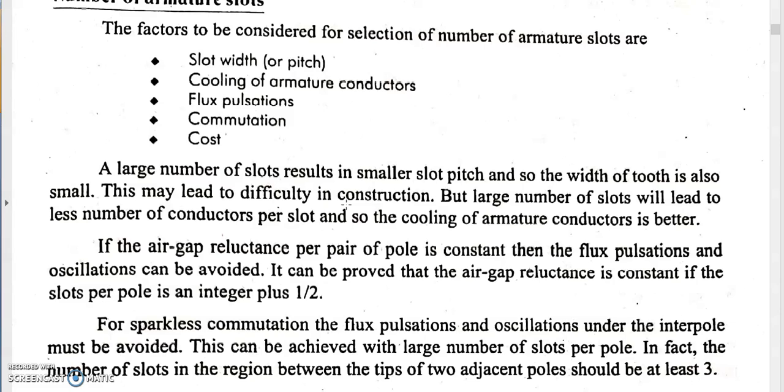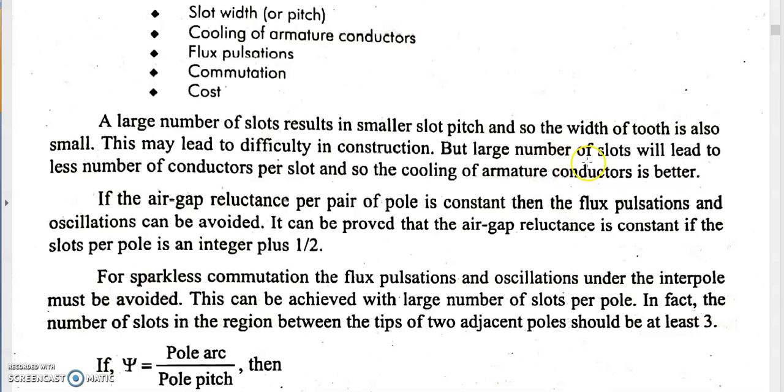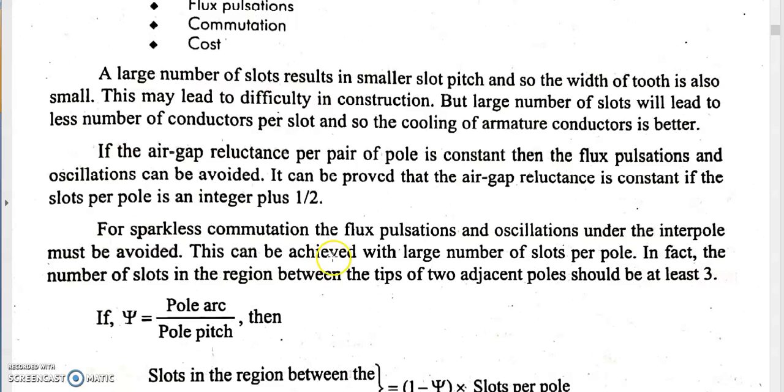And air gap reluctance, next is the condition to check the flux pulsation. So the flux pulsation and oscillations can be avoided by keeping the air gap reluctance constant. Air gap reluctance can be kept constant by having slots per pole as an integer plus 1 by 2. So after selecting the slots, we will be verifying this condition, slots per pole, whether it is an integer plus 1 by 2. And the next condition is better commutation.